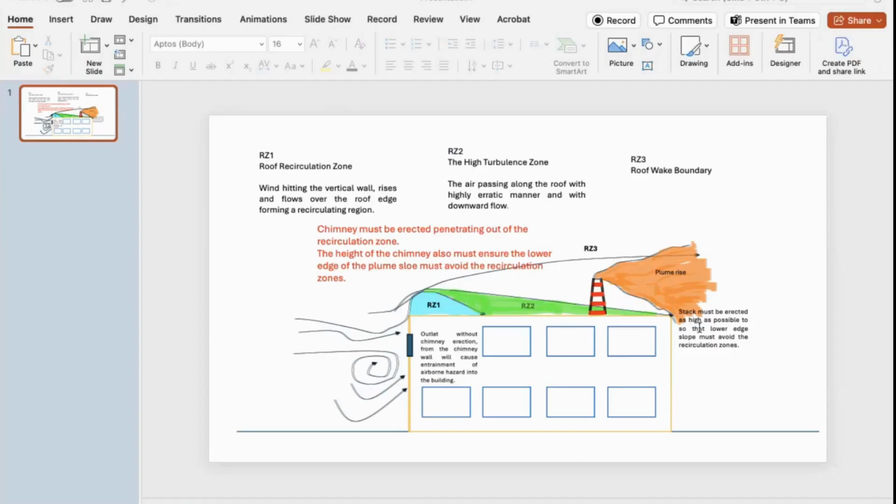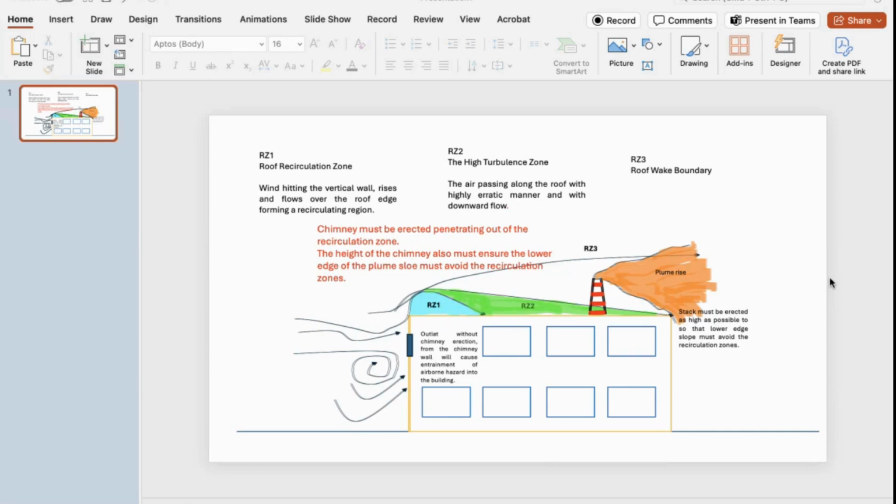What does this effective height do? This height ensures that the plume creates a dispersion where it doesn't immediately come down and increase the ground level concentration, but keeps moving vertically for a certain distance so that dilution takes place. So that is the fundamental importance of having a chimney.